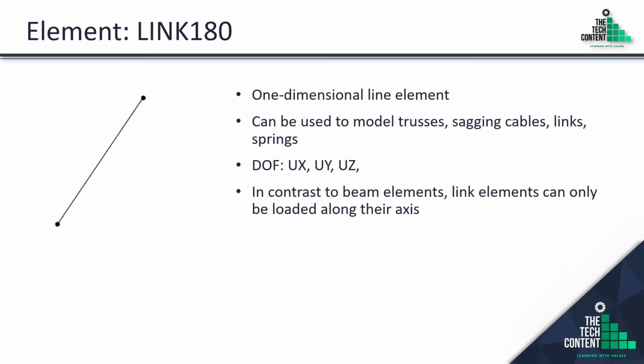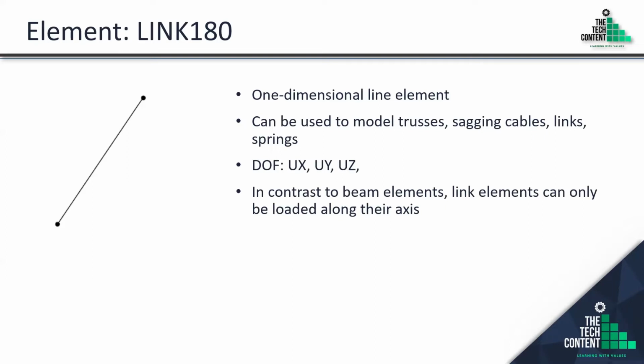So, generally while doing analysis of links, ANSYS uses an element called Link 180. It is the name given by ANSYS to the link element. Links are one-dimensional line elements. They can be used to model trusses, sagging cables, links or springs. Unlike beams, links have only translational degrees of freedom in x, y, and z direction.